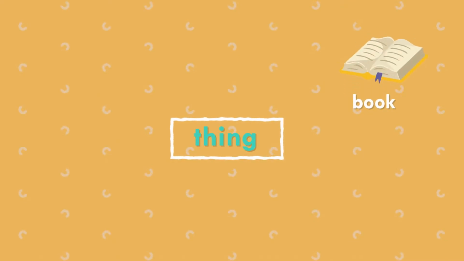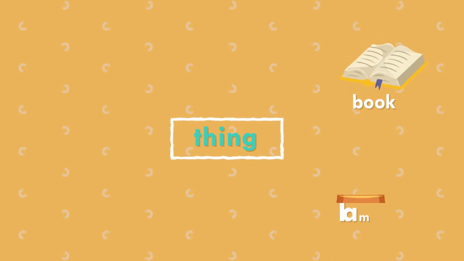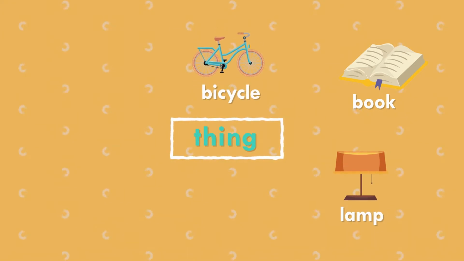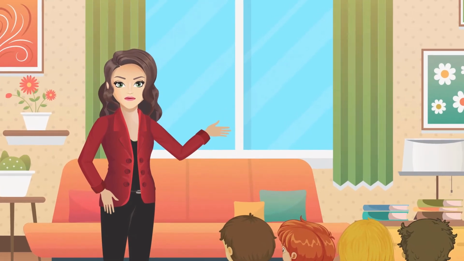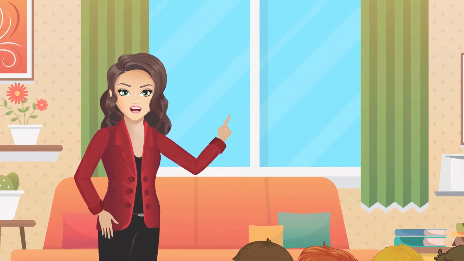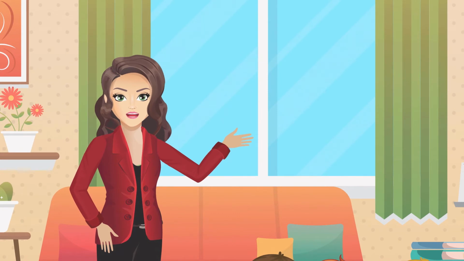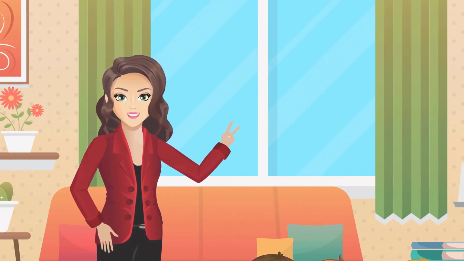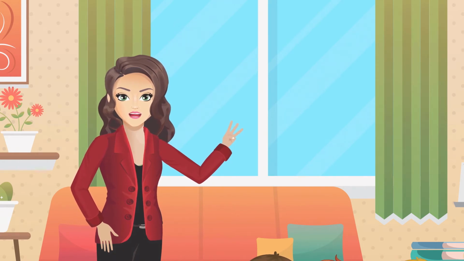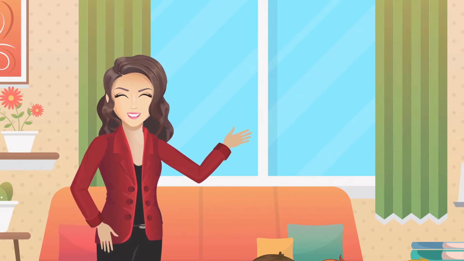Let's move on. A noun is a thing. Book, lamp, bicycle, car, table. Nouns are all around us. Can you think of some examples? What is around you? A chair, a pencil, a table? Well, these are all nouns.